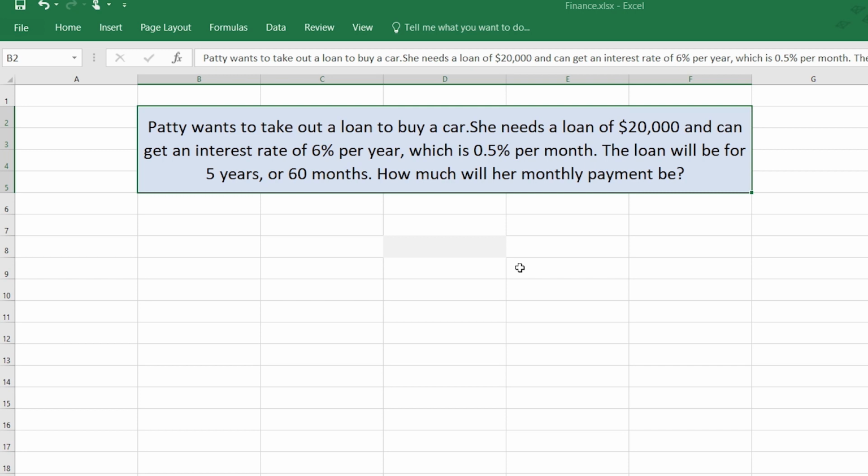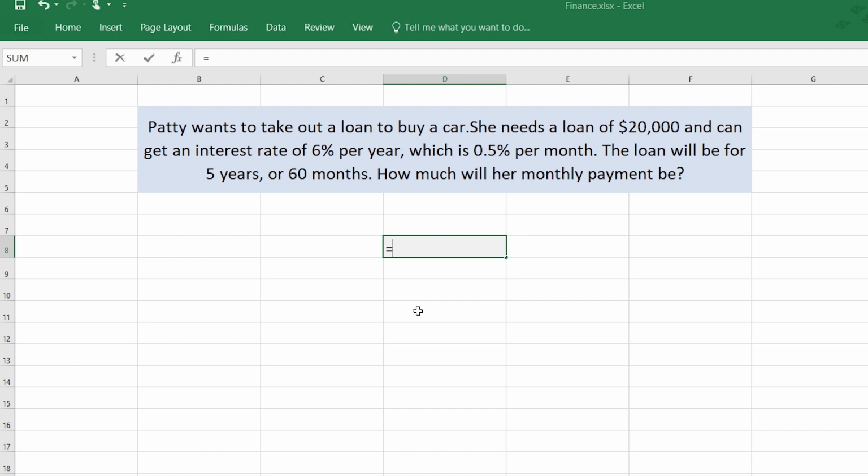Assume Patty wants to take out a loan to buy a car. She needs a loan of $20,000 and can get an interest rate of 6% per year, which is 0.5% per month. The loan will be for 5 years, or 60 months. How much will her monthly payment be? We are looking for the payment, so we put equals PMT in an Excel cell and open parentheses. It prompts us for the rate, which is 0.5% per period. We'll put in 0.005, since that means 0.5%. Then, it prompts us for the number of periods, which we put in as 60.